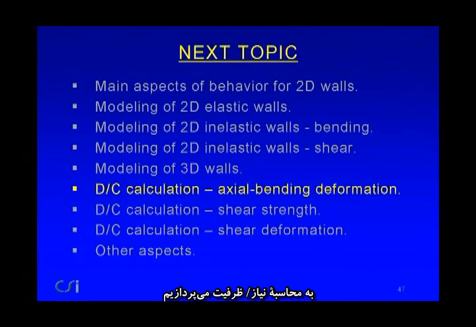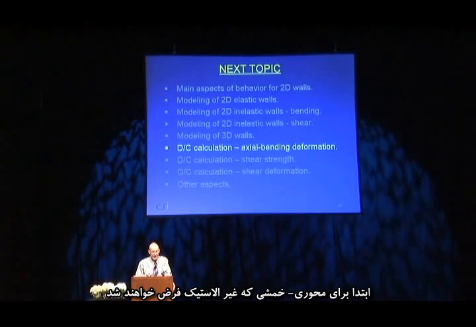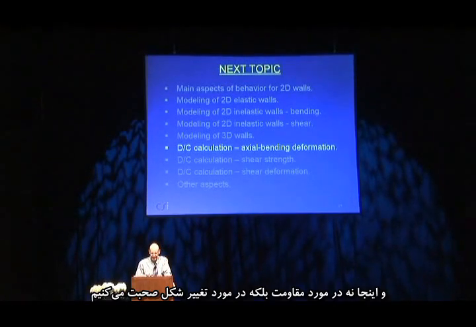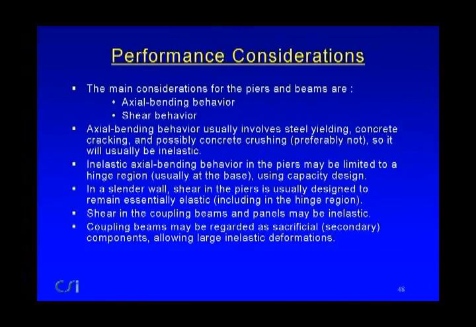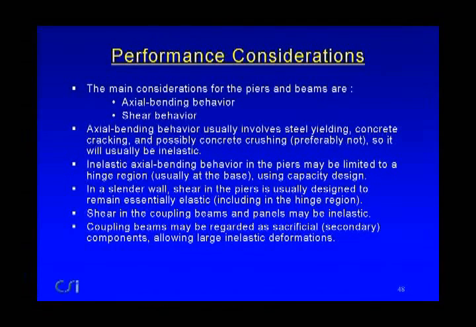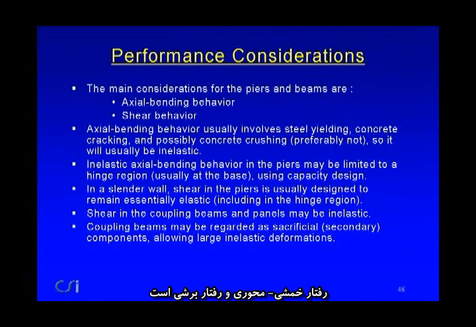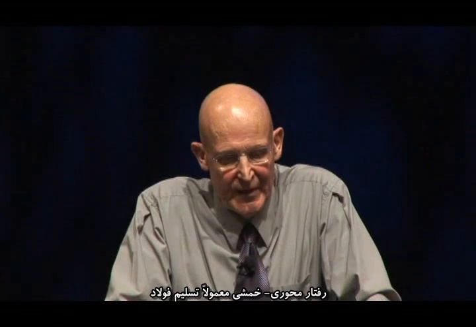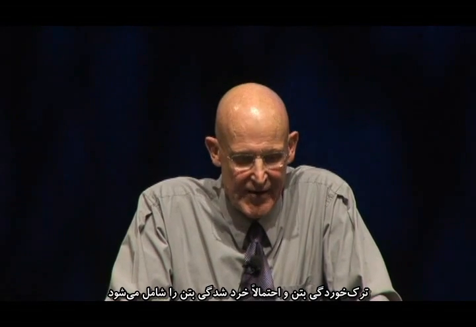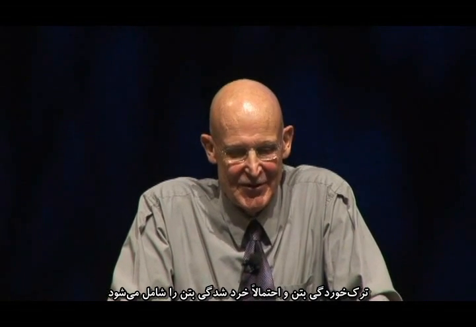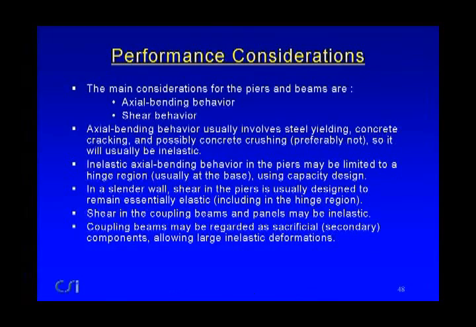So let's move on now and look at demand capacity calculation. And firstly, for axial bending, which we'll assume is inelastic, so we're talking here not about strength but deformation. The performance considerations: the main considerations for the piers and beams are the axial bending behavior and the shear behavior. Axial bending behavior usually involves steel yielding, concrete cracking, and possibly concrete crushing, although preferably not. So it will be inelastic.